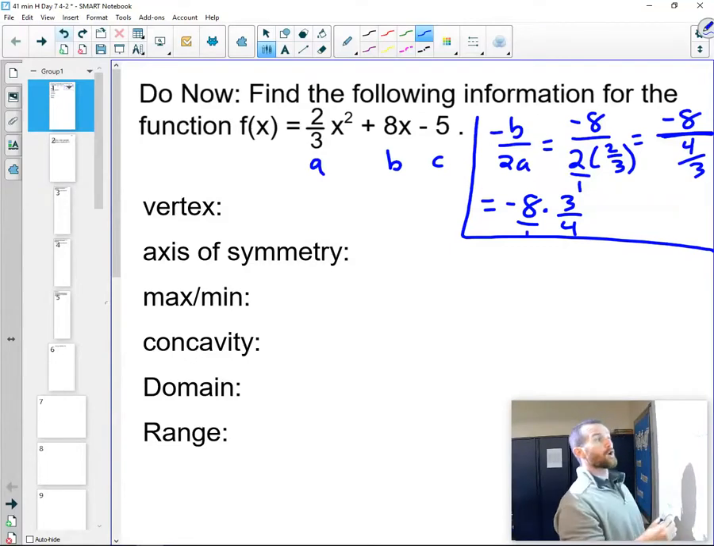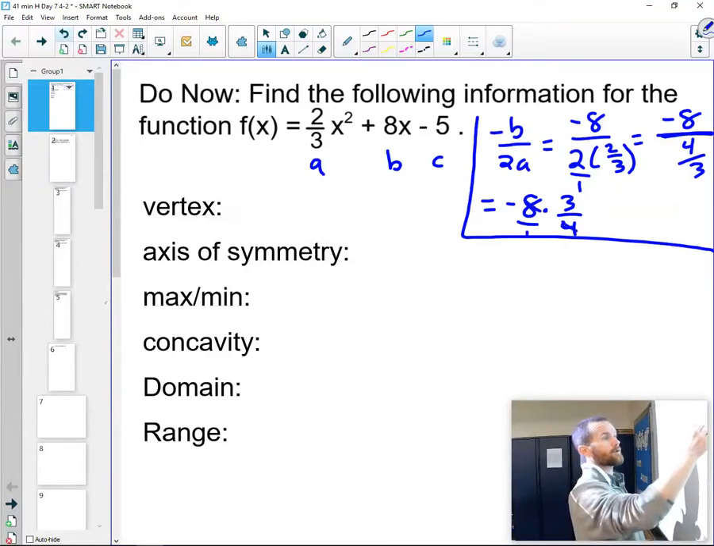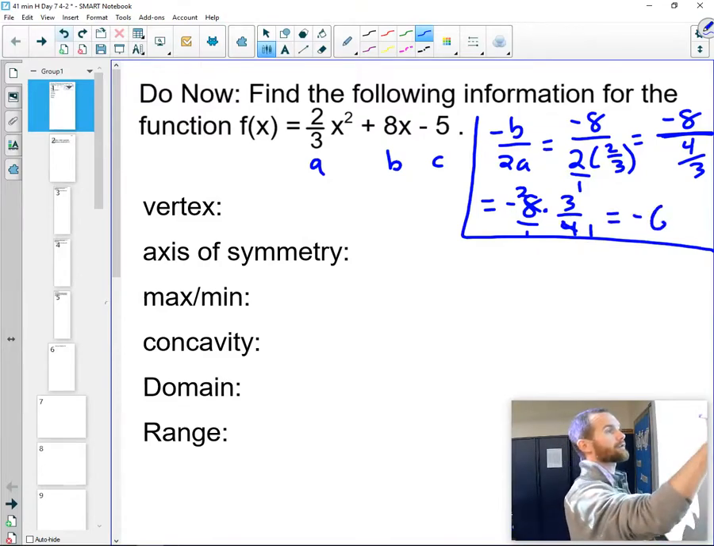Make that an 8 over 1. We can cross cancel the negative 8 and the 4. The 4 turns into a 1. The 8 turns into a 2. And negative 2 times 3, we get negative 6.